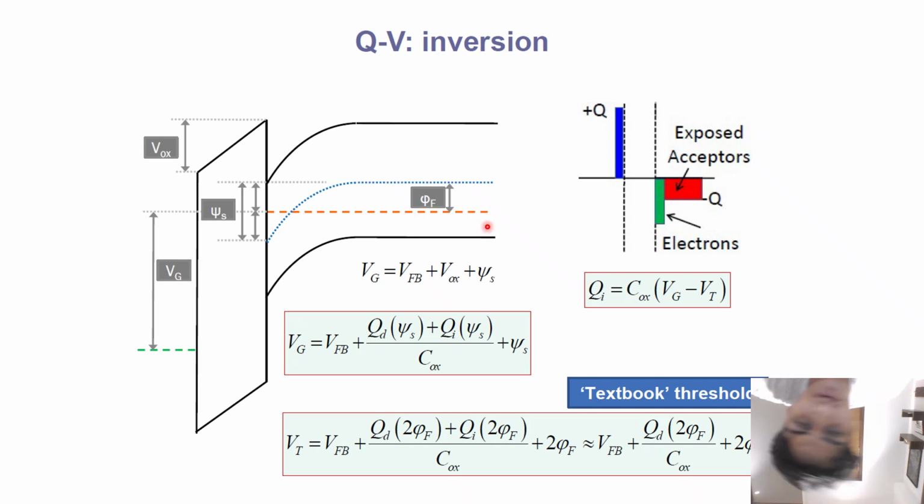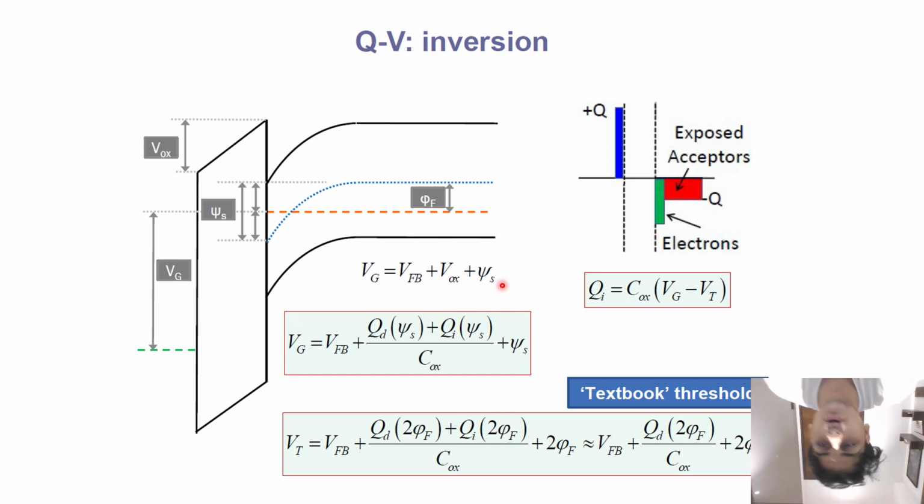This phi f is just the difference, very far away, between the intrinsic Fermi level and the Fermi level in the p-type. So it's a property of the material itself, because far away this band bending and all doesn't matter. So at threshold you have psi s equal to 2 phi f.